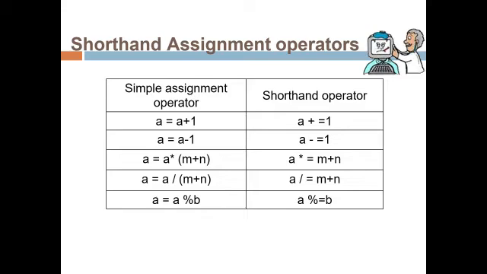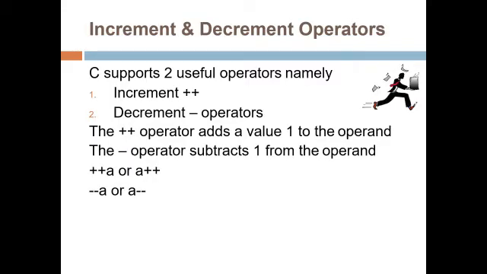These are some shortcuts which we can use for our assignment operators. Now there exist increment and decrement operators. Increment means increase the value, and decrement means decrease the value. The plus plus sign is used for adding one to the operand, and the minus minus sign is used for subtracting one from the operand. There exist pre-increment, post-increment, pre-decrement, and post-decrement operators.